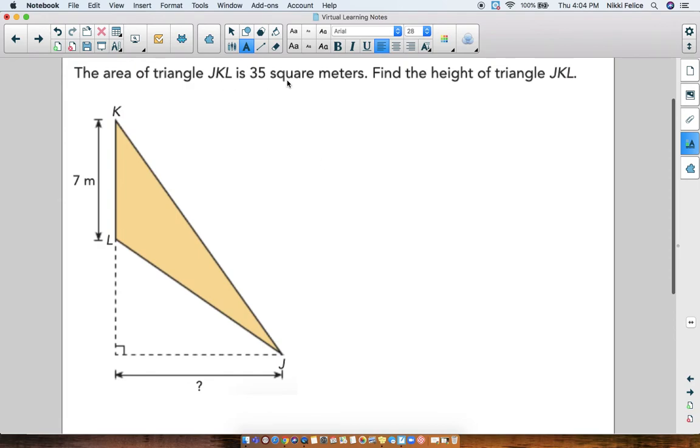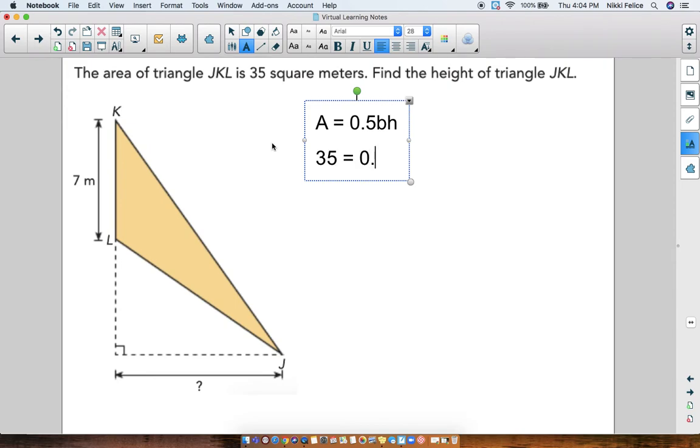JKL is 35 square meters. That is my area. Okay, so that is my area, 35. So I can put 35 in there where the A goes for area. Equals 0.5 times the base, which, do we know the base in this triangle? Yes, we do. It's right here. So times 7, and then times H, the height. We don't know that yet. That's what we're trying to figure out.